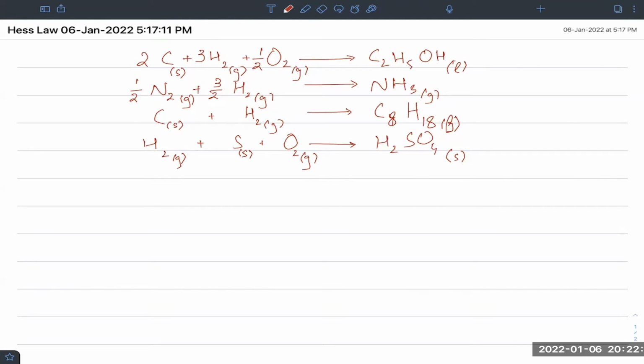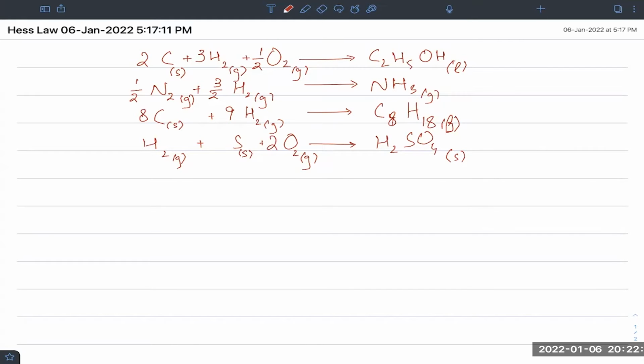In the next one, we have 8 carbons. So that's 8. And we have 18 on the right, 2 on the left. So 18 by 2, 9. And same goes for the next one. We have 4 on the right and 2 on the left for oxygen. So this is 4 by 2, which is 2, and everything else is balanced.